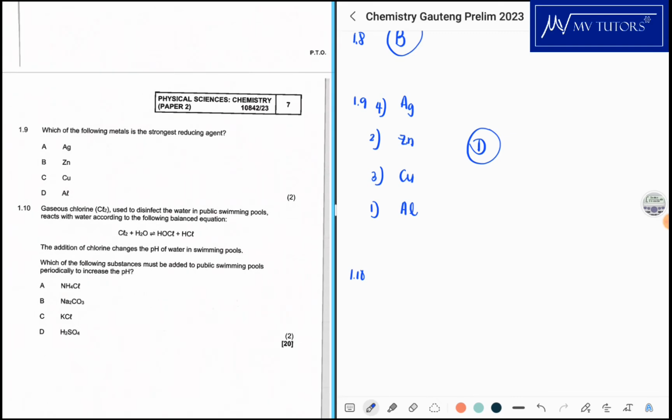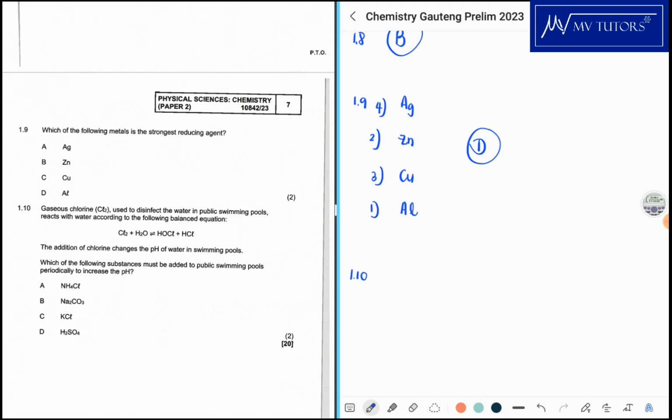Gaseous chlorine used to disinfect the water in public swimming pools reacts with water according to the following balanced equation. So we have chlorine gas plus liquid water is equal to HOCl plus HCl, hydrogen chloride. The addition of chlorine changes the pH of water in swimming pools. We can see in this equation HCl is acidic. So which of the following substances must be added to public swimming pools periodically to increase the pH? We do not want acidic pool water. It will burn your skin. Nor do we want very basic water. It also can burn. So we want it to be more neutral.